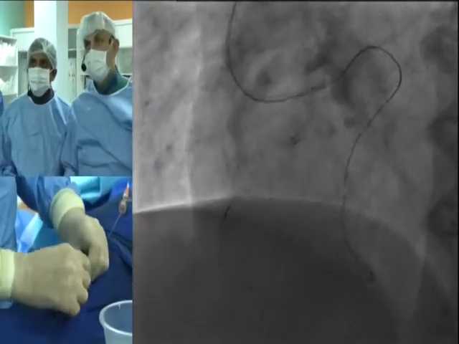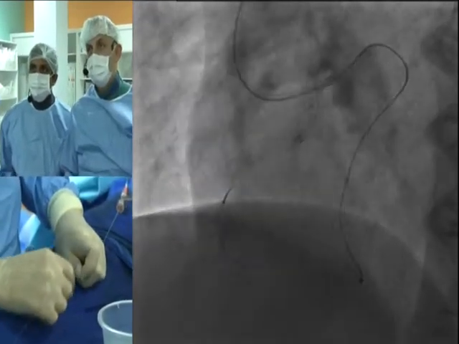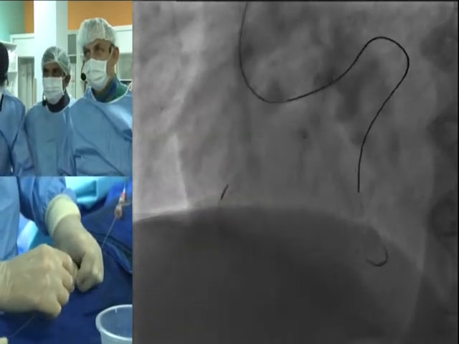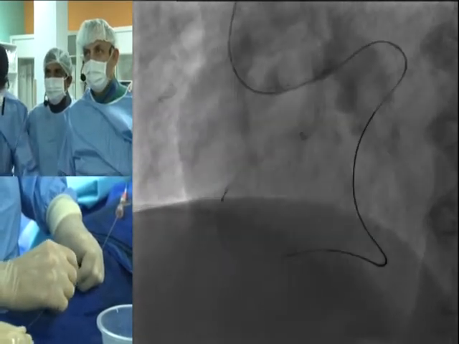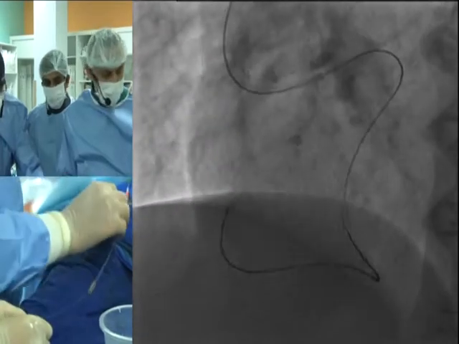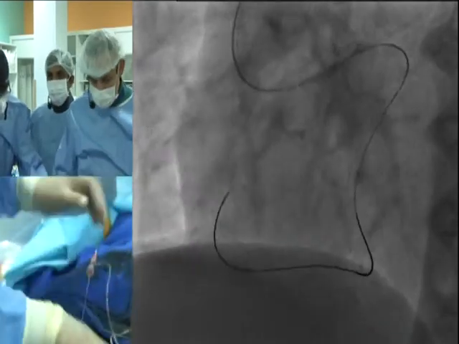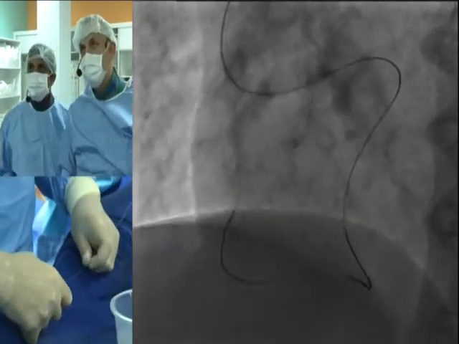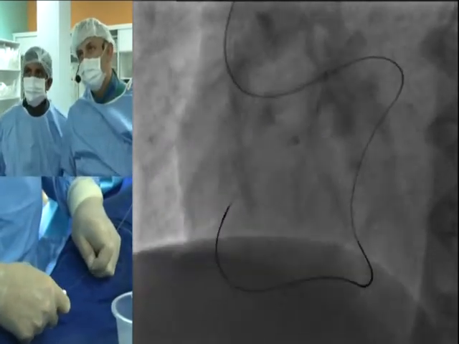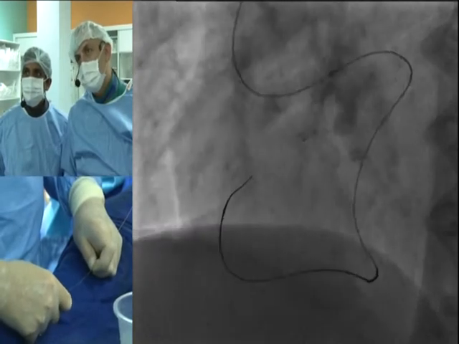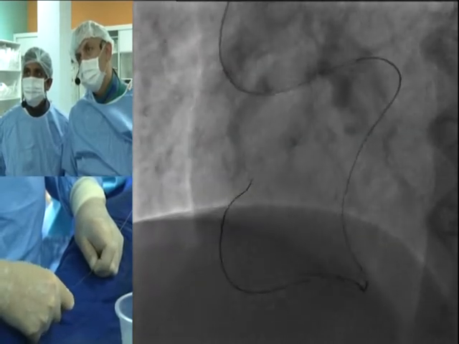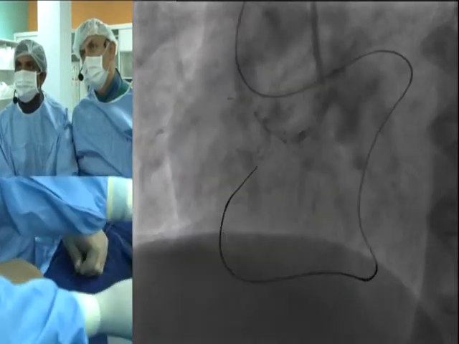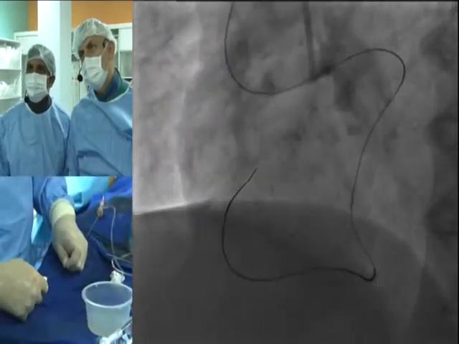So Ömer, you pulled out the Miracle Brothers 6.0, and we are advancing Ultimate 3 through the Corsair now. And I feel that I'm in a different path. If this doesn't work, we will do reverse CART immediately. Can I have a test, please? Our total fluoro time is 18 minutes so far.